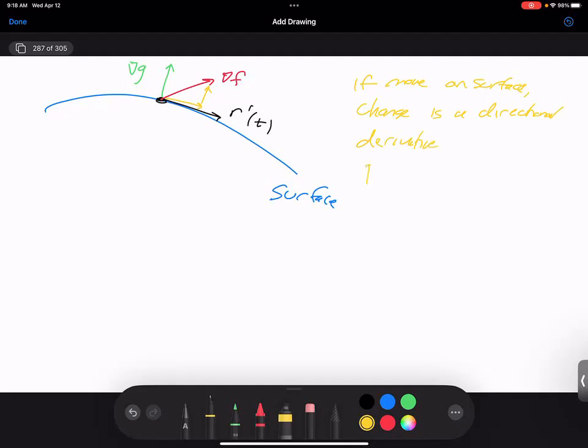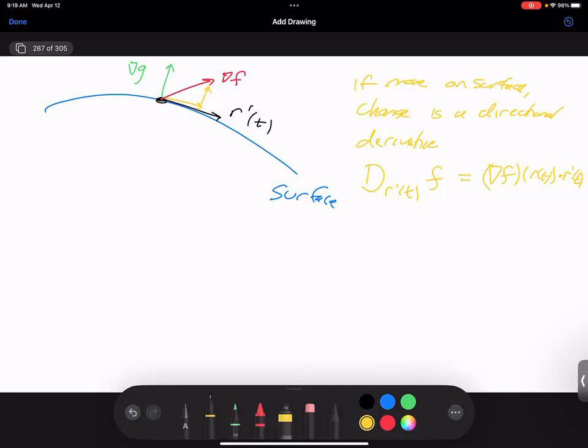So it would be the derivative in the direction of r prime of t of f. And so that would be the gradient of f at r of t dotted with r prime of t. So if I'm traveling on the surface and I want to know, how much does my function change if I move just a little bit? Well, I'm just calculating the directional derivative.